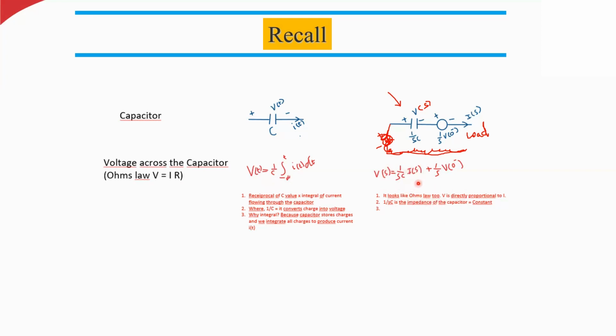So that will look the same as Ohm's law. We know V is equal to I times R. That is Ohm's law, right? So here for the capacitor we have the I, and instead of R, of course, here we have the capacitance value. So we are using the reciprocal, 1 divided by SC. SC is indicating the S domain. So 1 divided by SC is the impedance of the capacitor, which is also a constant.